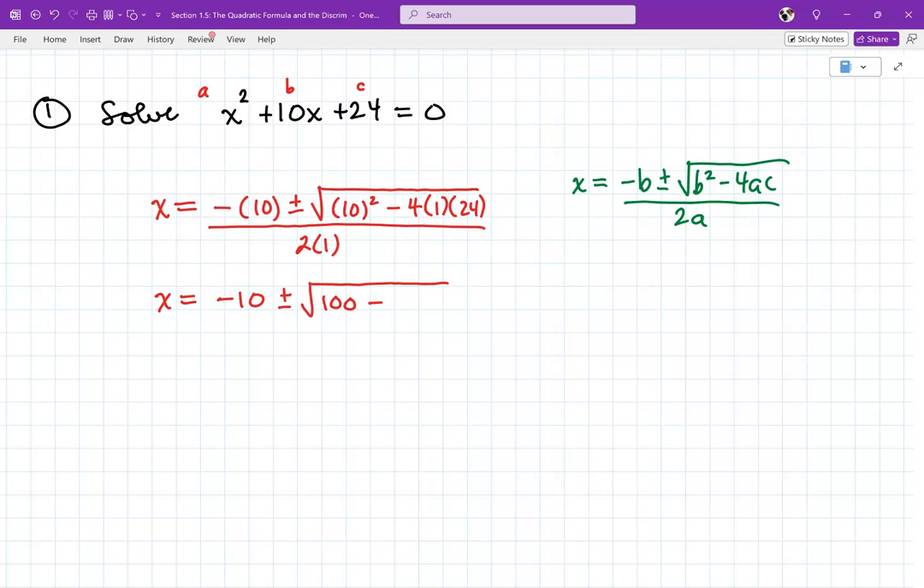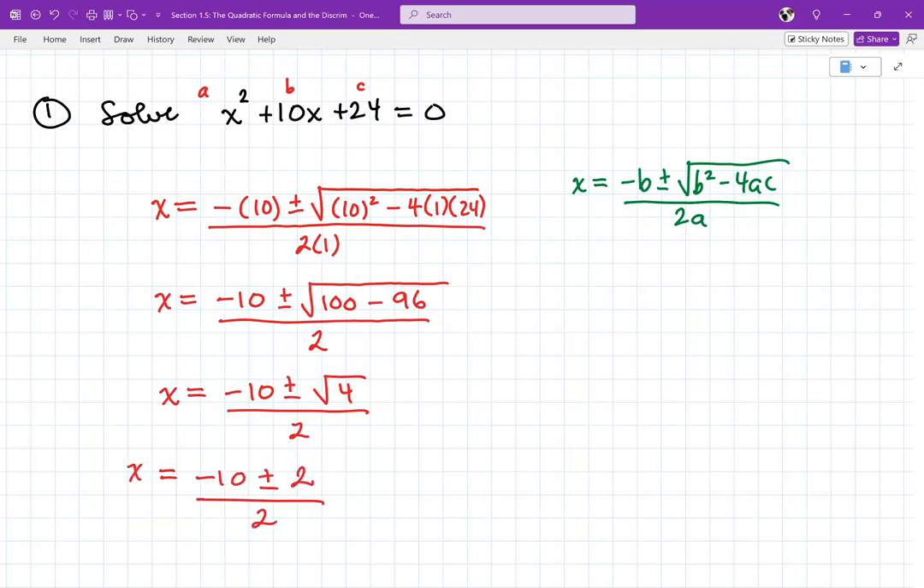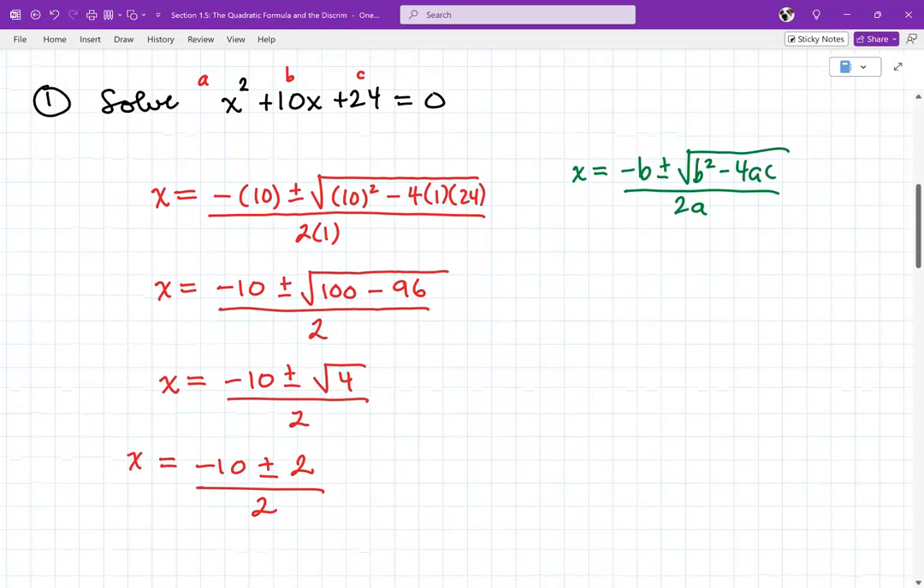Again, this is where a calculator is nice. But 4 times 1 is 4, and 4 times 24, that's going to be 96. All that divided by 2. Okay? Well, let's simplify inside the square root. 100 minus 96, that's 4. So x is equal to negative 10 plus or minus the square root of 4 over 2. What's the square root of 4? We should know. That's 2. So, all right. x is equal to negative 10 plus or minus 2 over 2. I'm done. I just got to write down my answers.